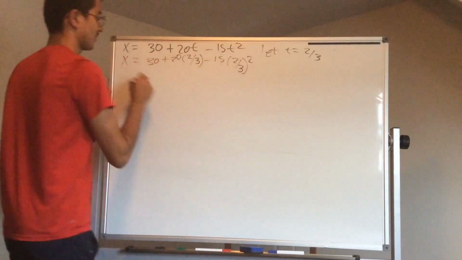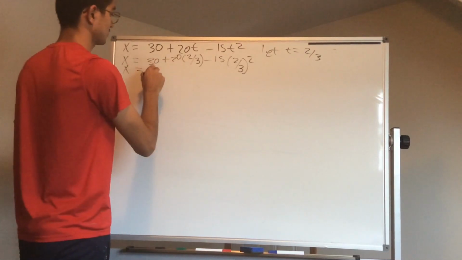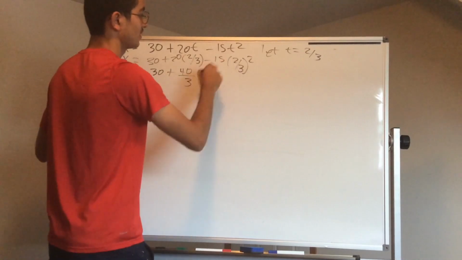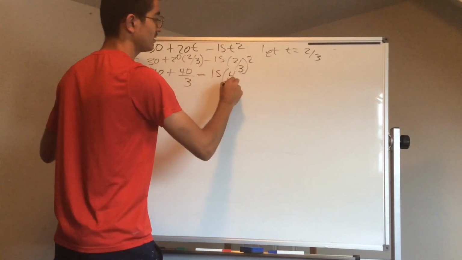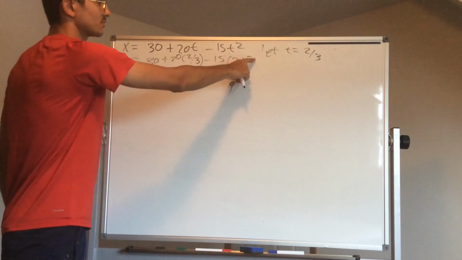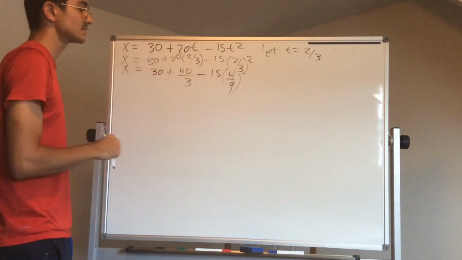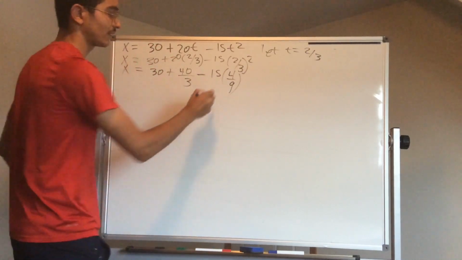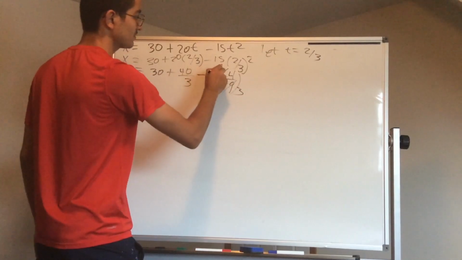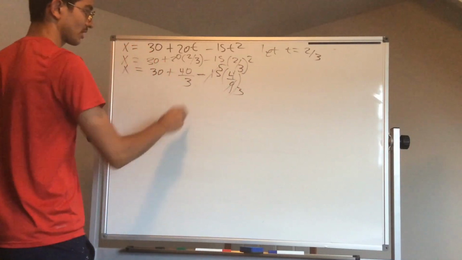Now that's equal to 20 times 2 is 40, so 30 plus 40 over 3, minus 15 times 4 over 9, because 2 squared is 4, 3 squared is 9. 15 times 4 is 60, but we can simplify this. This divided by 3 is 3, this divided by 3 is 5, and we have 5 times 4 is 20, 20 over 3, so we have common denominator.